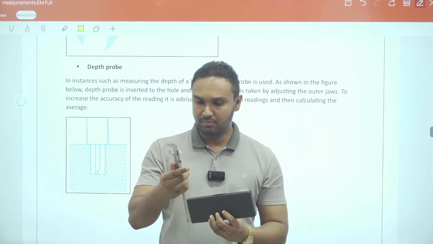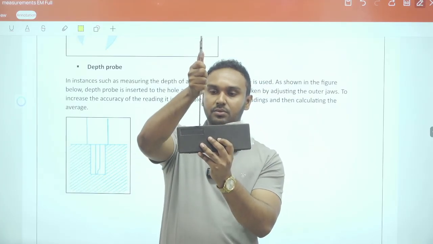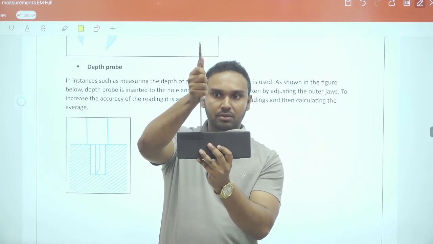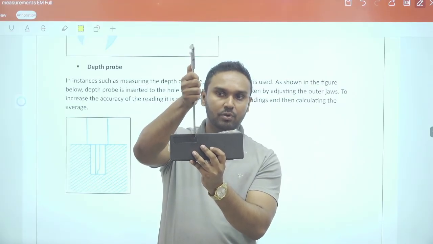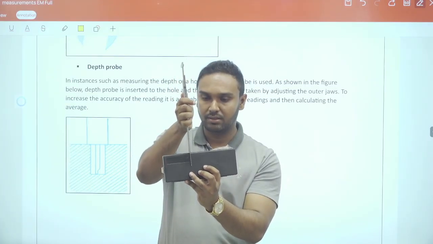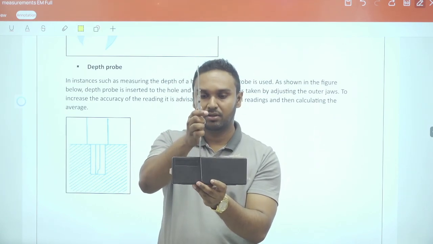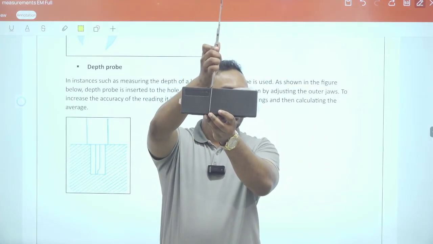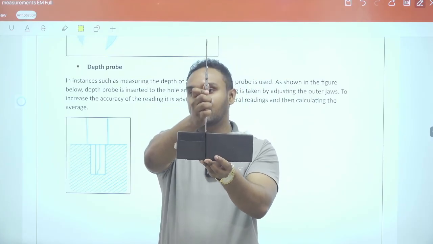You're going to connect the edge of the vernier to the edge of the object, right? You have to connect the edge to edge. Then you scroll down the depth probe. You see it going down, right? It has to go down like this until it hits the bottom. So don't break things. When it hits the bottom, you've got to stop, right?